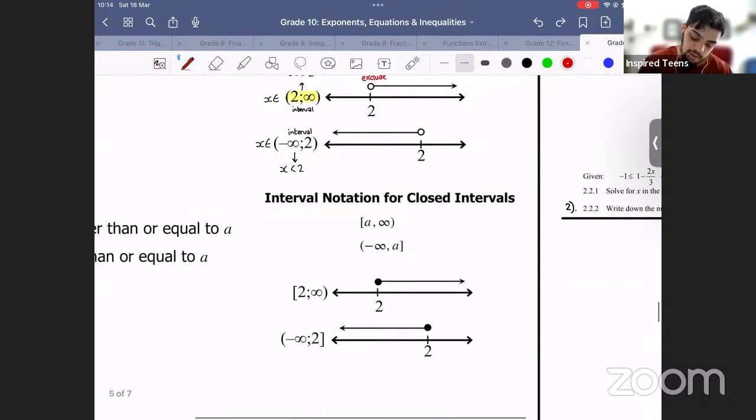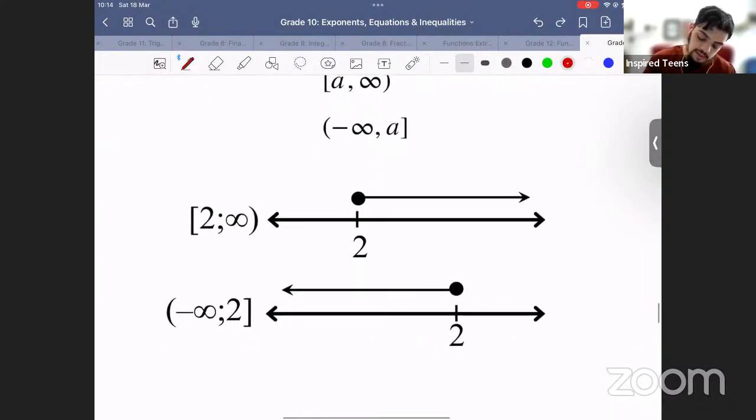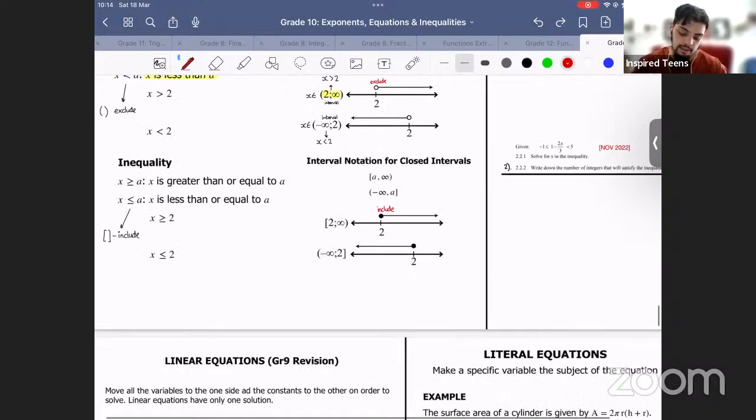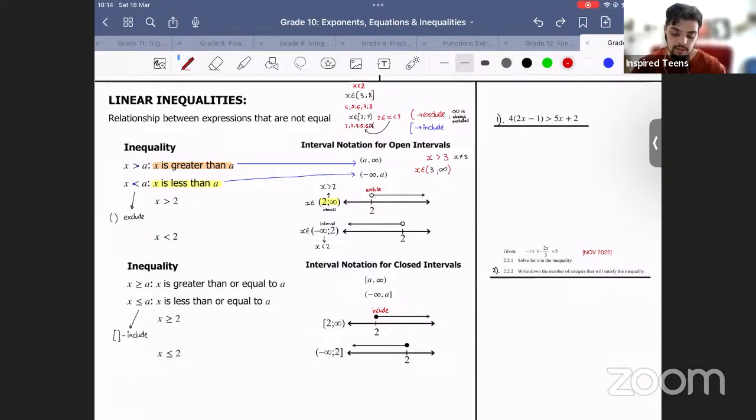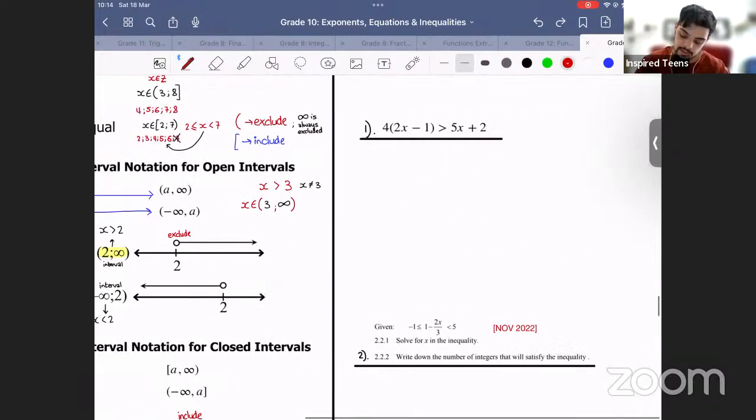Okay, let's look at it for closed intervals. So here it's the same thing, but when you include, as you can see here, 2 is included and the filled dot represents including. So when you include on the number line, you'll put a full circle to indicate that that number is actually part of that interval. Okay, so I hope that makes sense with regards to include, exclude, interval, inequality, number line. Let's do some examples.